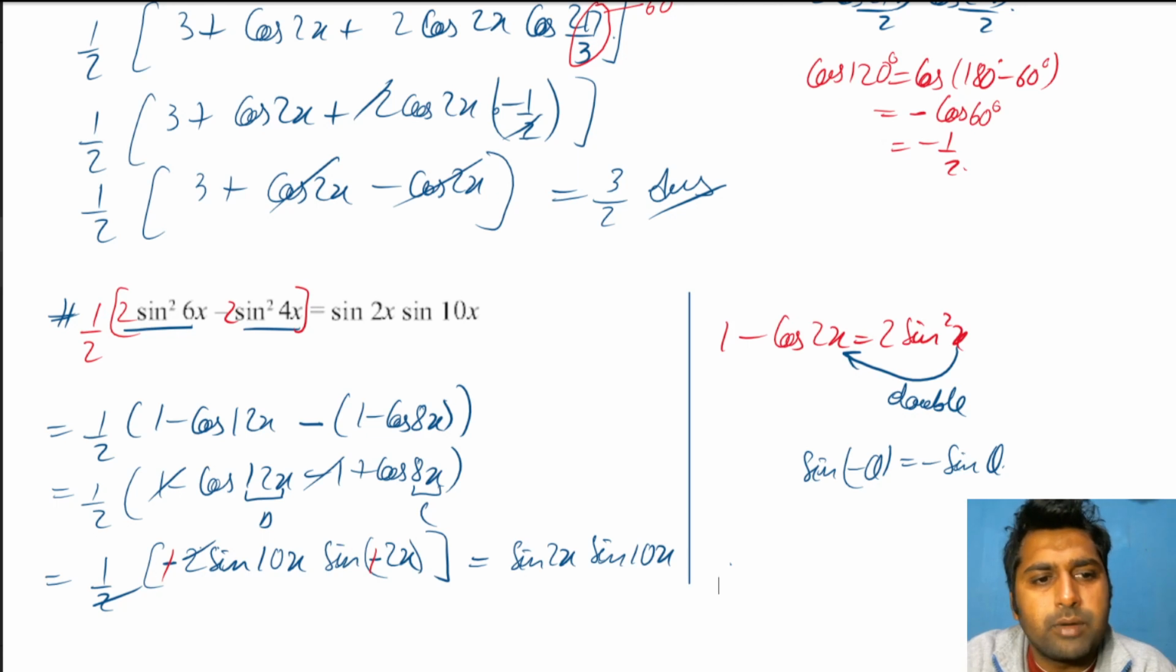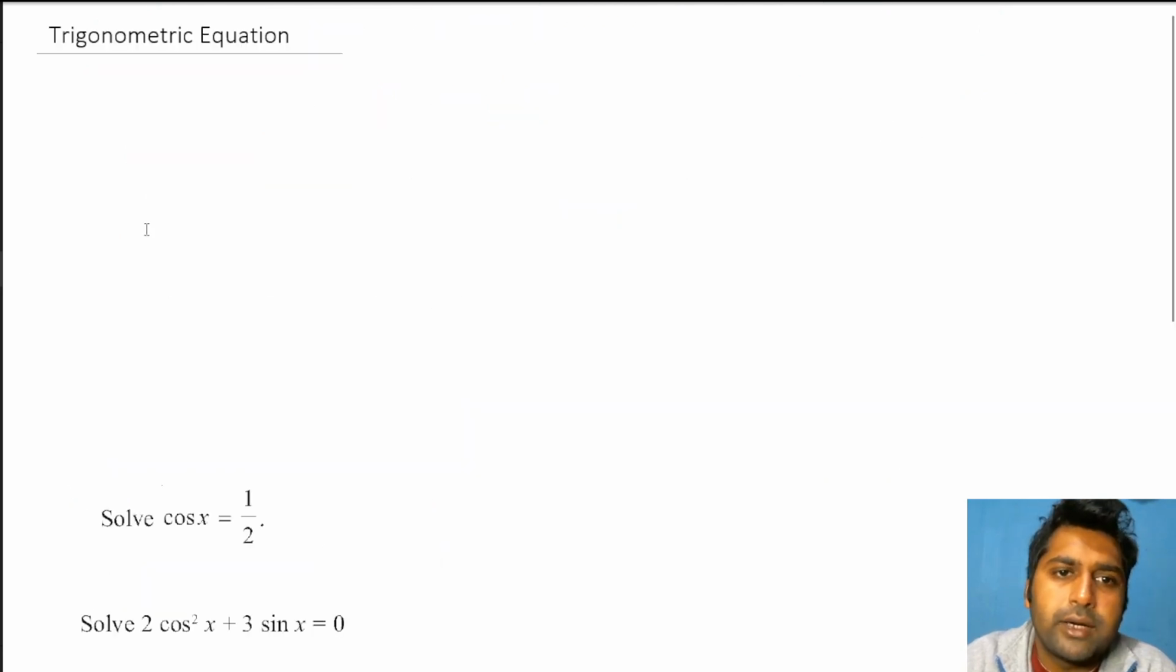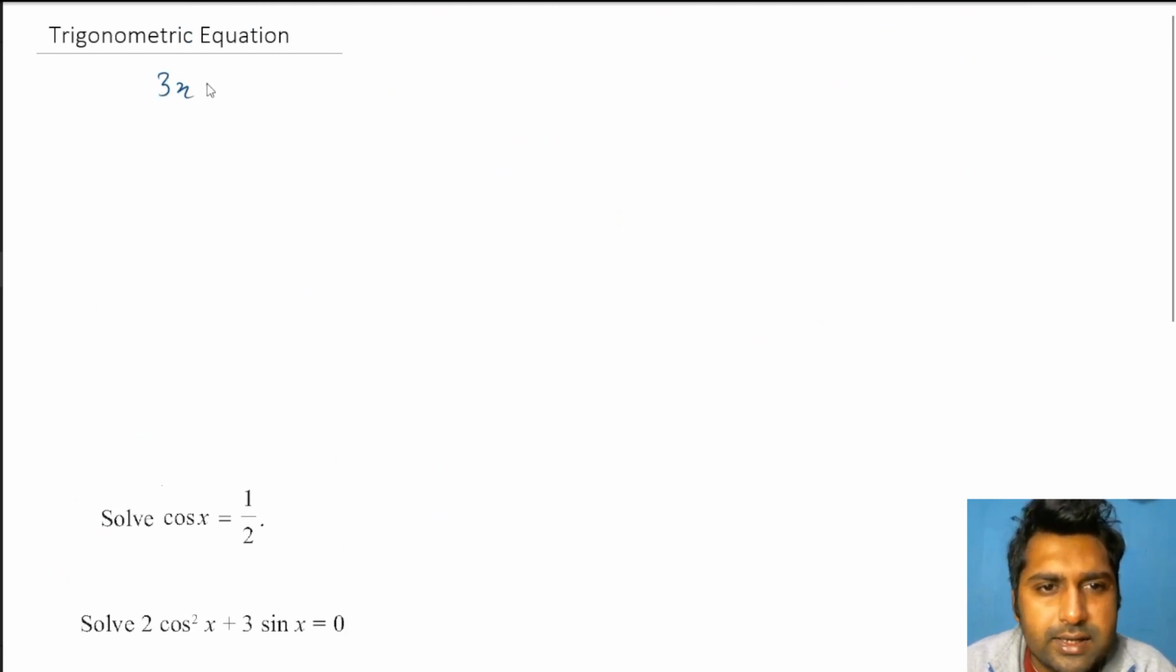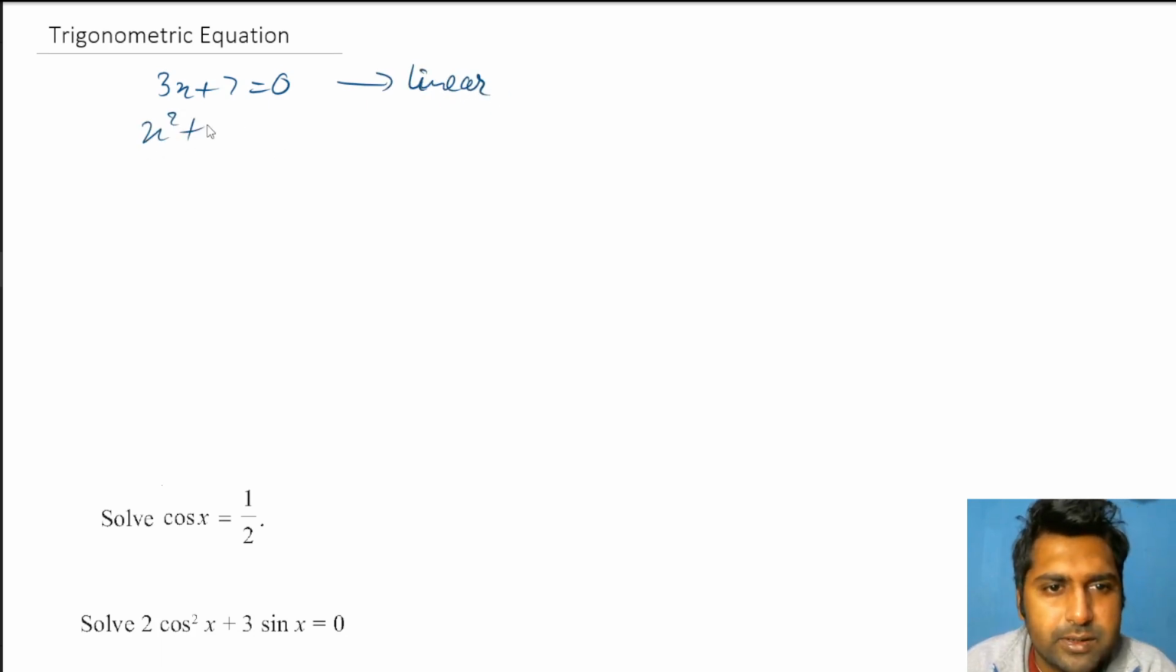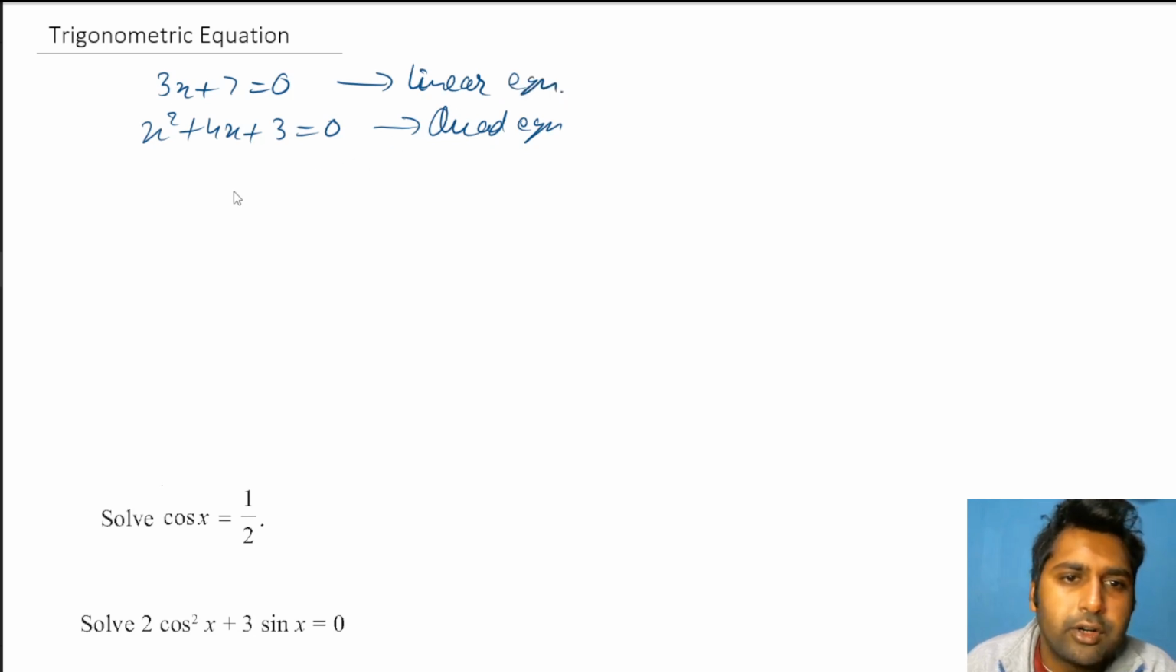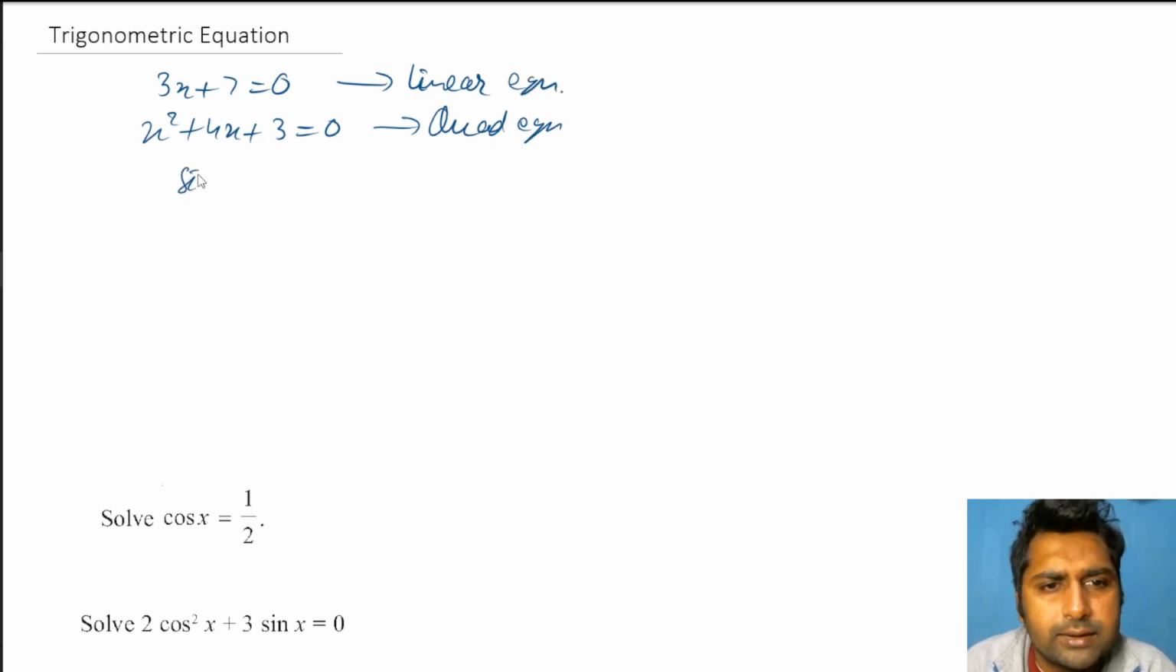Let's move to the next subtopic, that is trigonometric equation. So first of all, what is a trigonometric equation? So far you have seen a linear equation like 3x plus 7 equal to 0. That's your linear equation. You have seen a quadratic equation also, x square plus 4x plus 3 equal to 0. That's your quadratic equation. Trigonometric equation will look like this: sine x is equal to 1 by 2.